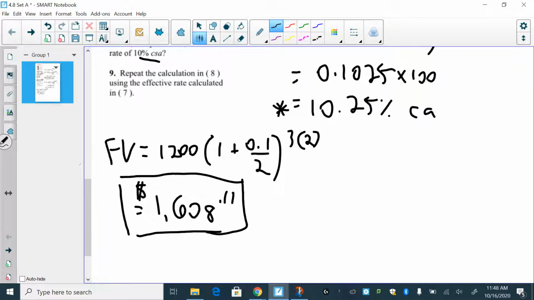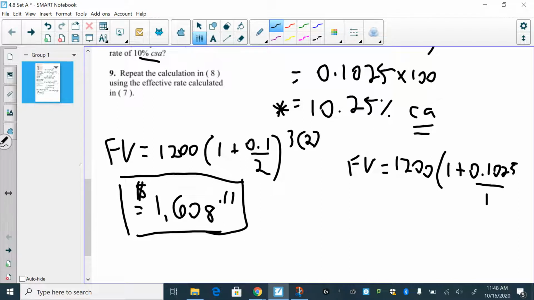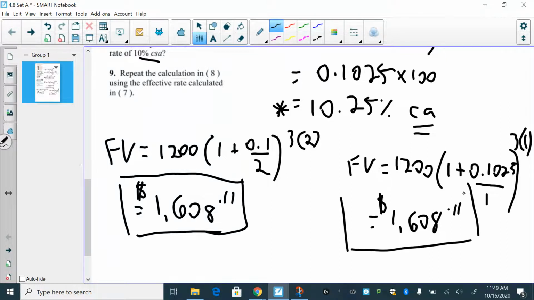Okay, let's look at this one. Future value. So we're using the effective rate. So 1,200 bucks, same amount. 1 plus 0.1025. Now, remember, it's compounded annually, so divided by 1. We're looking for 3 years, but it's compounded annually. So when you work this all out, it's the same value. So what happens is after 3 years, I owe this amount. Yes. After 3 years, I owe this amount.